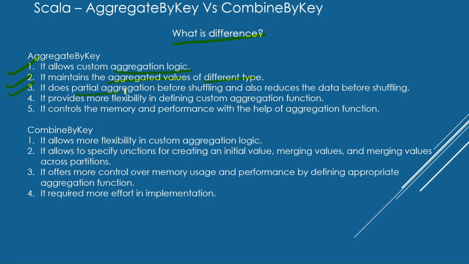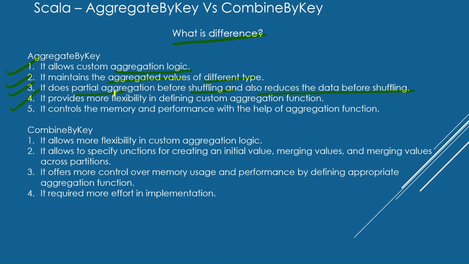It does partial aggregation before shuffling and also reduces the data before shuffling. We have discussed that aggregate by key does the aggregation at the per partition level and reduces the data. When the data is reduced, the shuffling operation becomes very fast, because that small data will be able to fit in the memory, and it will shuffle fast across different executors over the network.